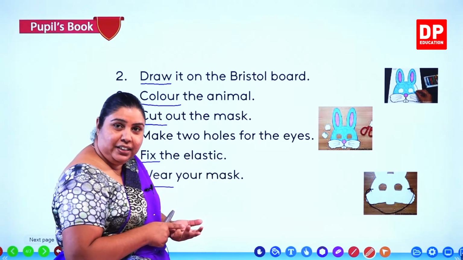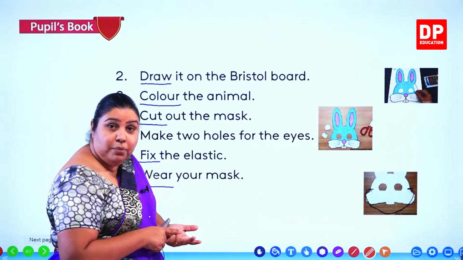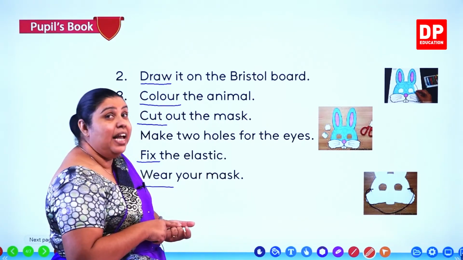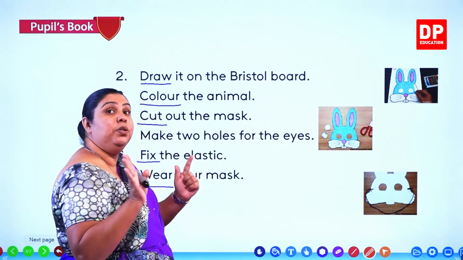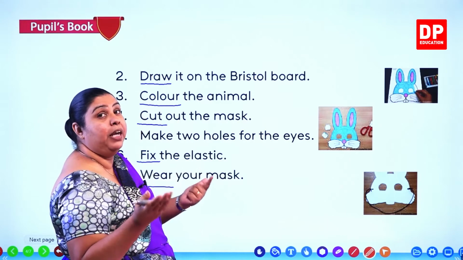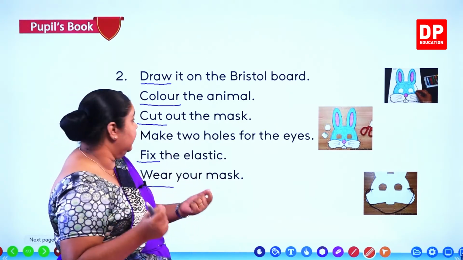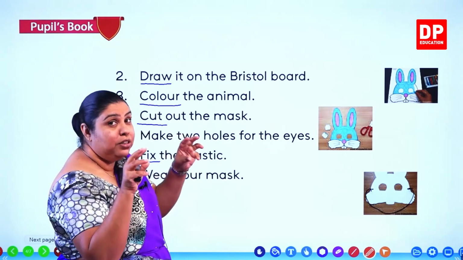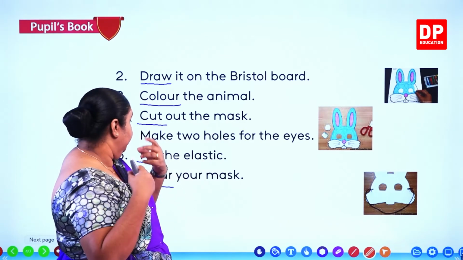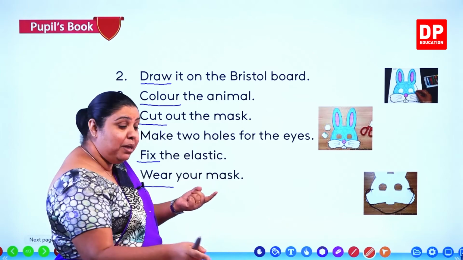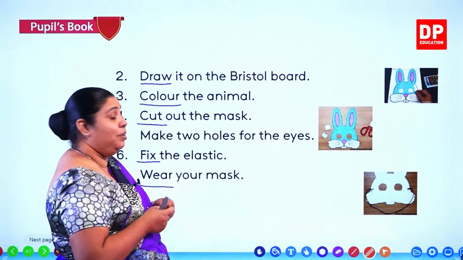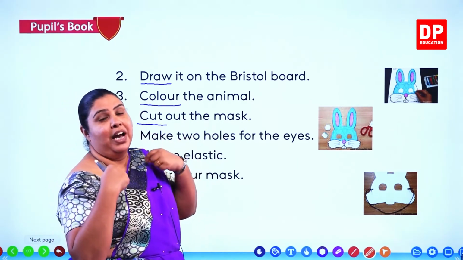First, we have to select a shape, then we draw it on the bristle board, we color the animal. If you are not using any colored paper, you have to color using your colors or paint or crayons. Then you cut out the mask, then you make 2 holes for the eyes, fix the elastic so that you can wear it, or you can maybe have a little ribbon like this, and then you wear the mask.